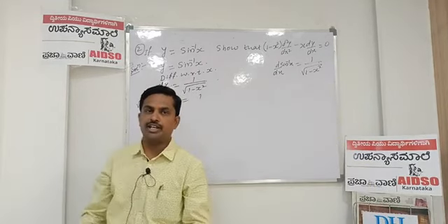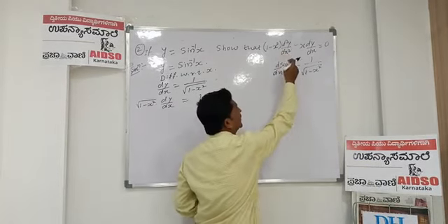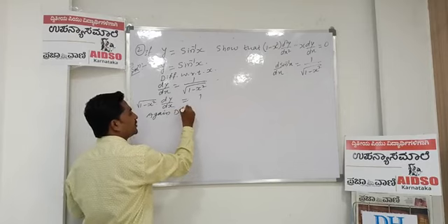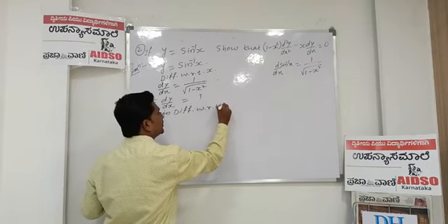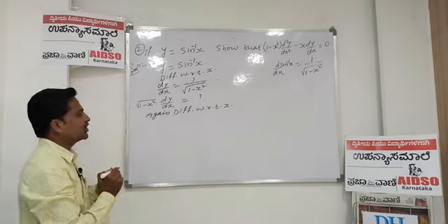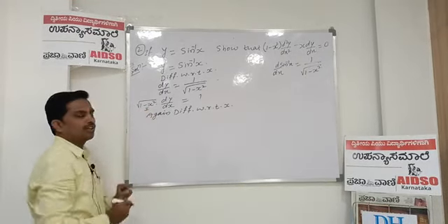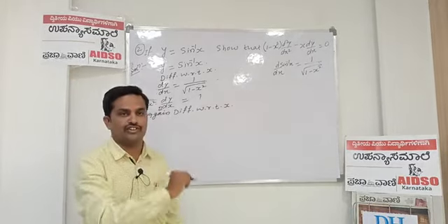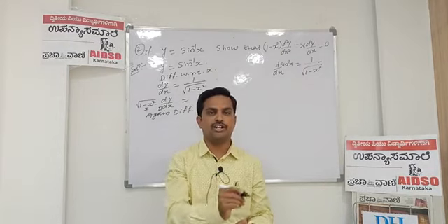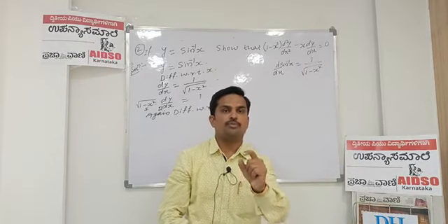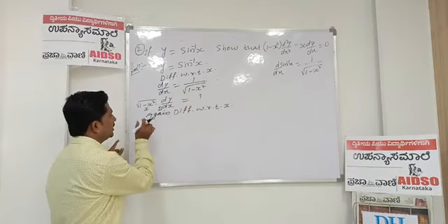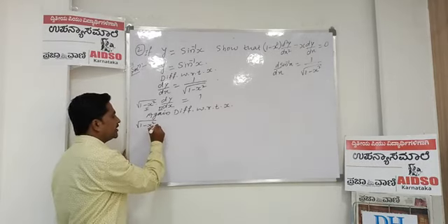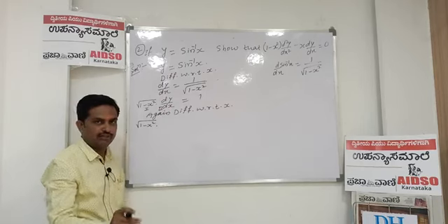Then it will be differentiated again to get the d square y by dx square term, again with respect to x. Before differentiating, look at this: square root of 1 minus x square is the first function and dy by dx is the second function. When two functions are in multiplication, we apply the product rule. The statement of the product rule: first function, square root of 1 minus x square, into derivative of the second function.